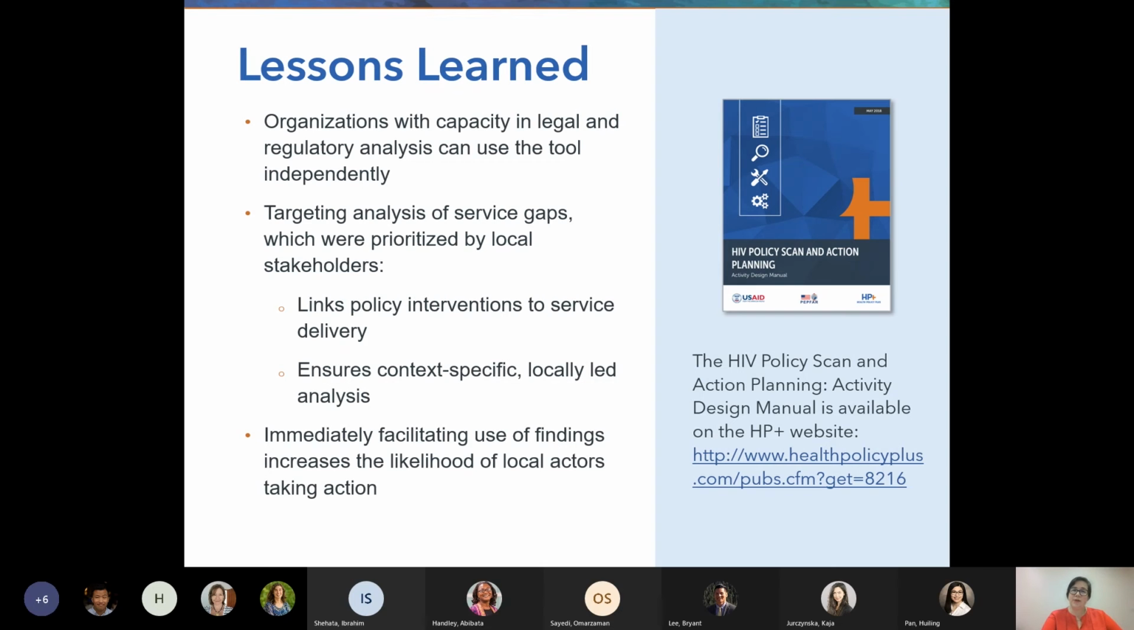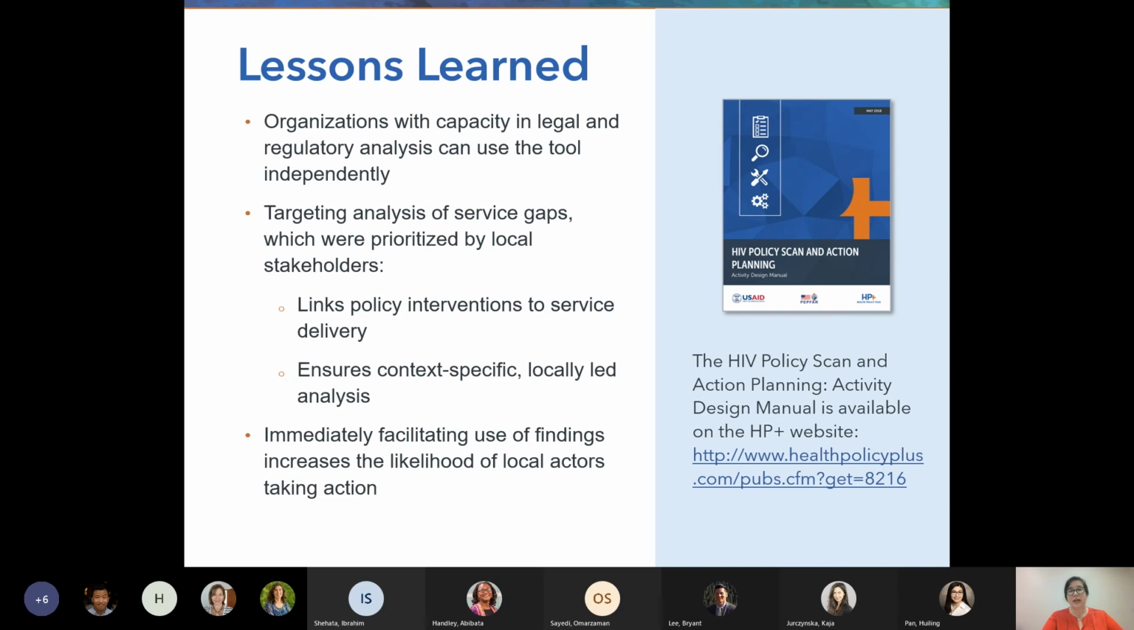So some lessons learned for us across several applications of this approach and associated tools is that CSOs and government entities with the capacity in legal and regulatory analysis, or the ability to access that capacity, can use the tool independently. They were able to take some of the templates that we had and run with them.